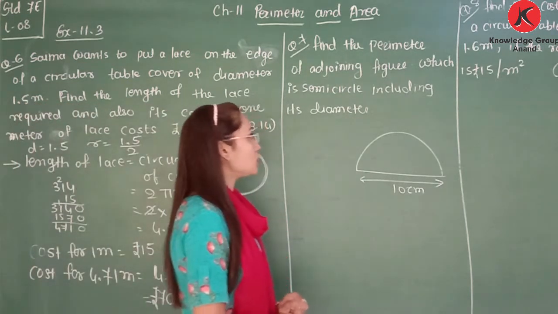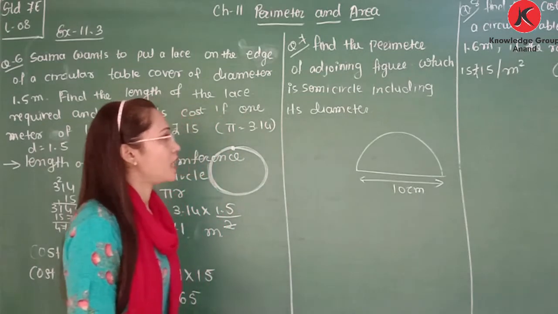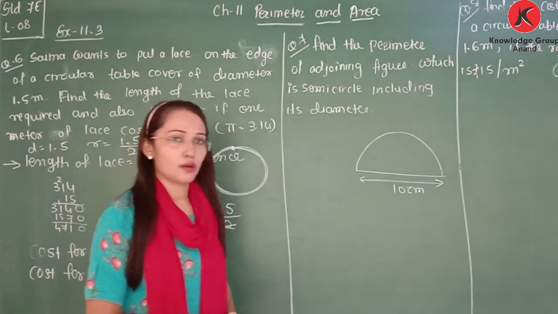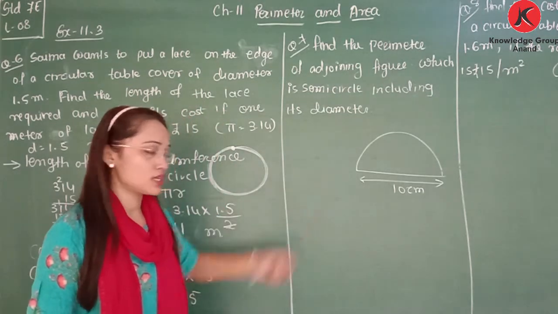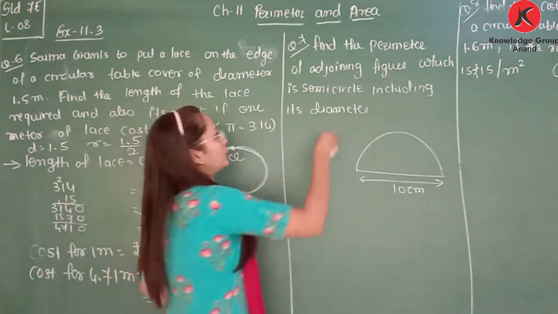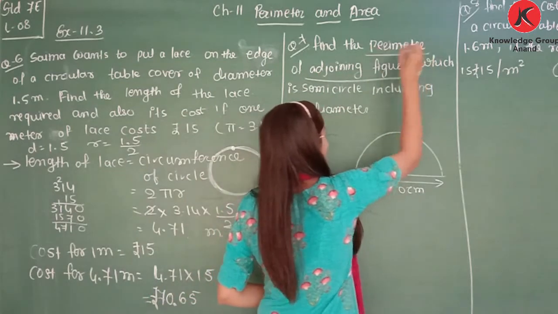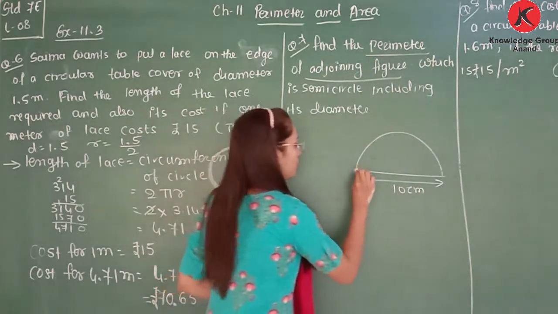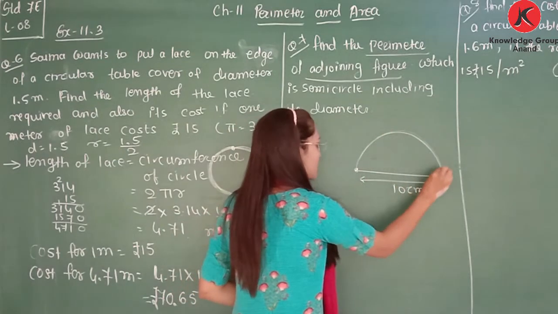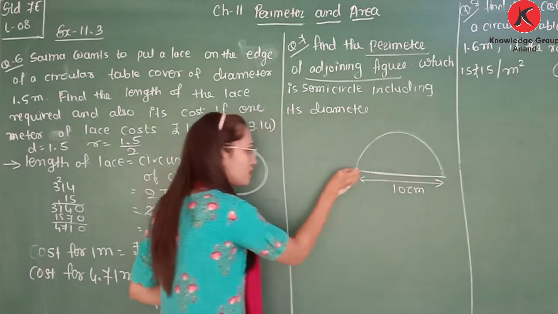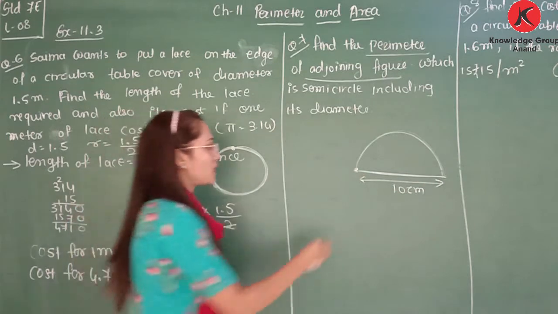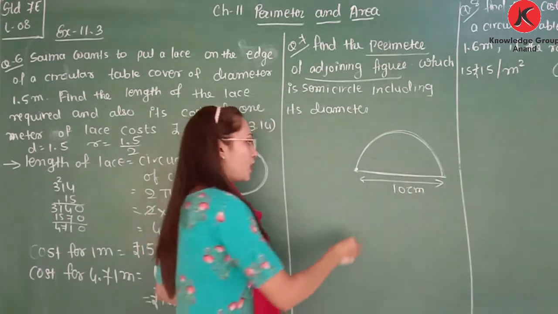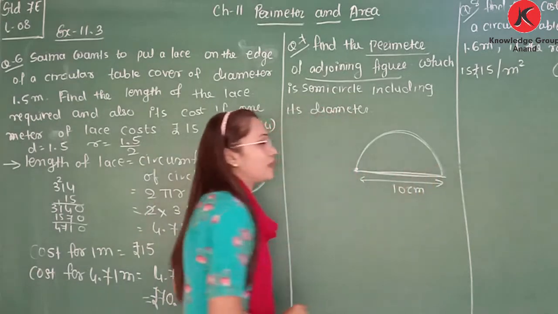Question number 7. Find the perimeter of the adjoining figure, which is a semicircle including the diameter. We already solved this kind of example in the textbook. So here, perimeter of the figure. Perimeter means if we start from this point, we need to cover this distance, that is the perimeter, and we also need to cover this diameter. So what is this distance? It is the circumference of the semicircle plus the diameter. So we get the perimeter.